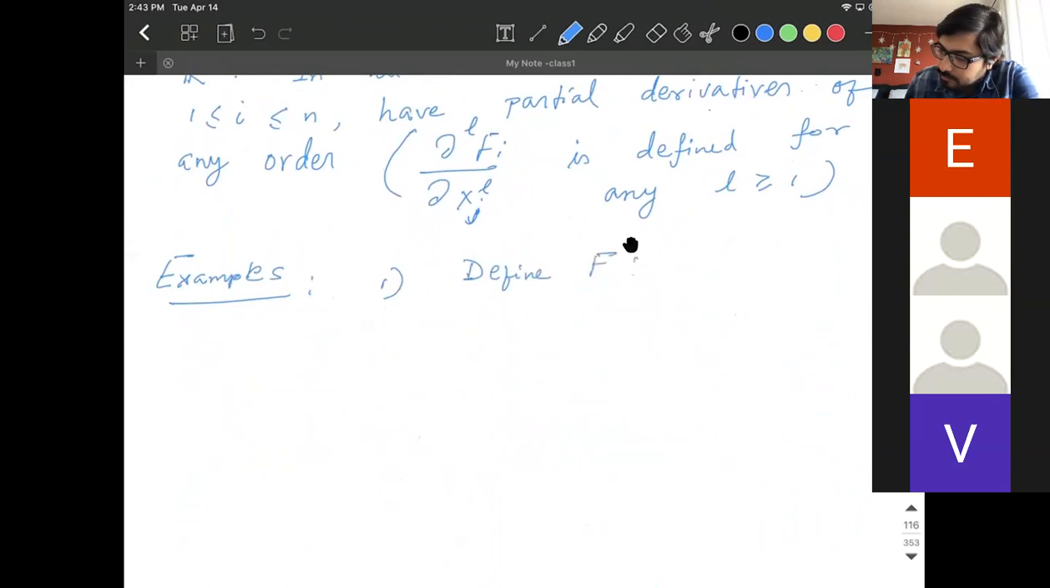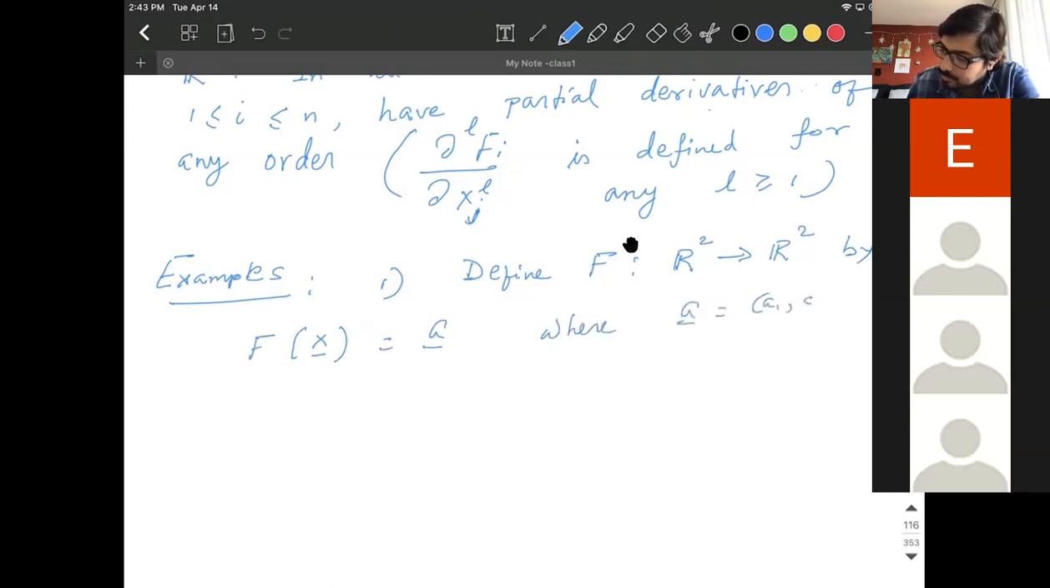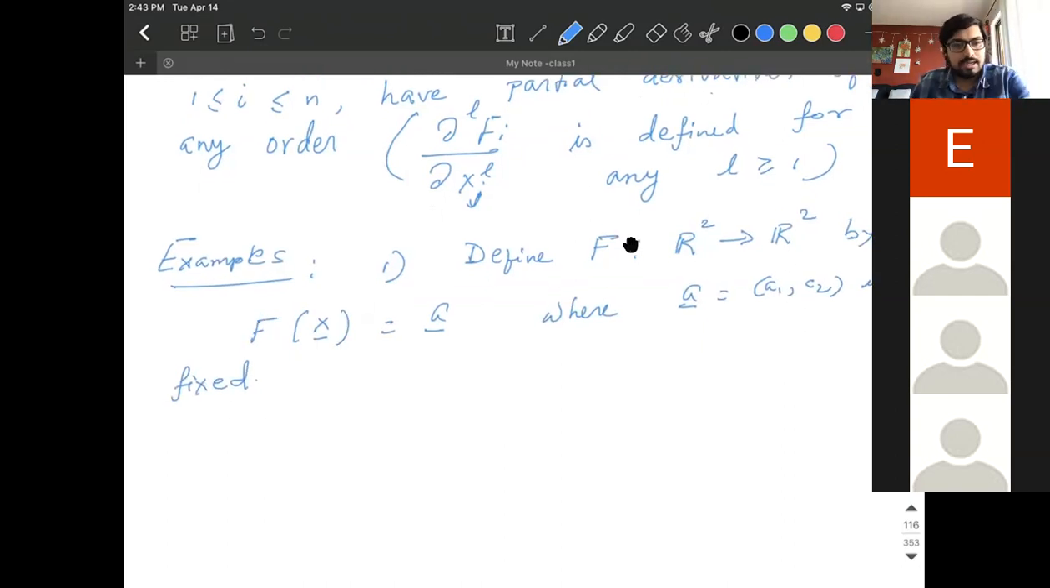So define f from R^2 to itself by the following formula: f of any vector x is A, where A is fixed. Okay, so we pick a vector x and assign to it a fixed vector A. So that's my vector field.